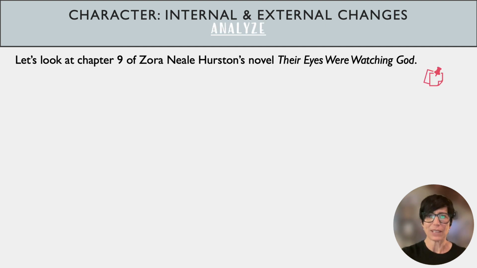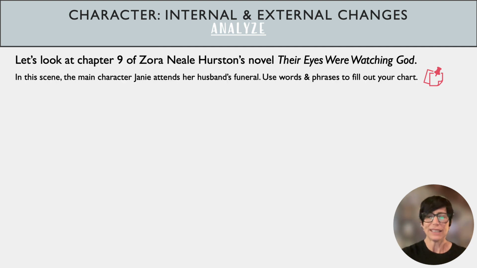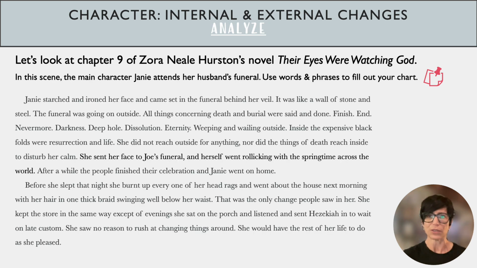So we're going to look at chapter 9 of Zora Neale Hurston's Their Eyes Were Watching God. And this is a Florida writer. She's African American. And her main character, Janie, in this scene is describing her husband's funeral. And we're going to use this chart on your note catcher to help look at her internal and external changes, and then you're just going to use words and phrases from this passage to fill out that chart. So you're going to put me on pause, read through this, and then transfer those ideas to your chart on your note catcher.